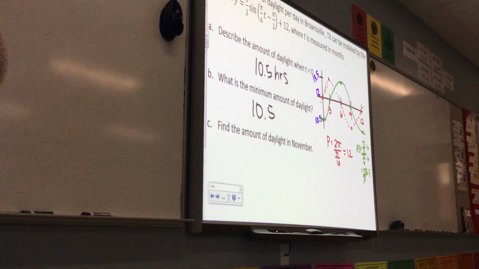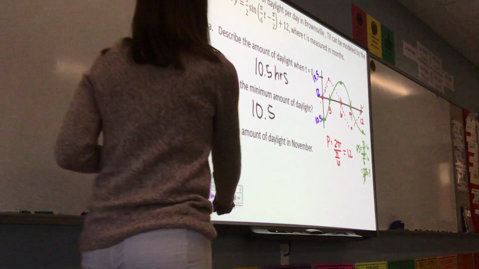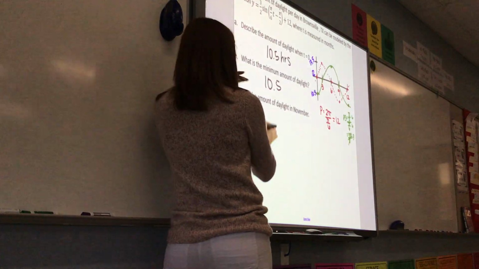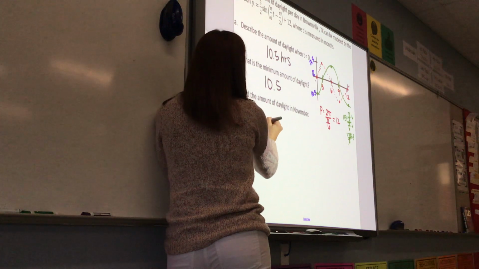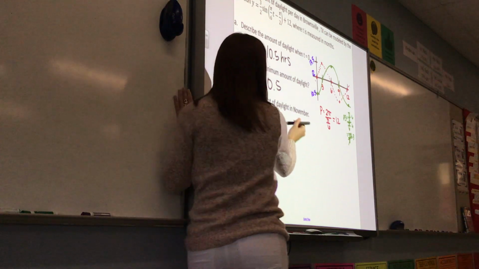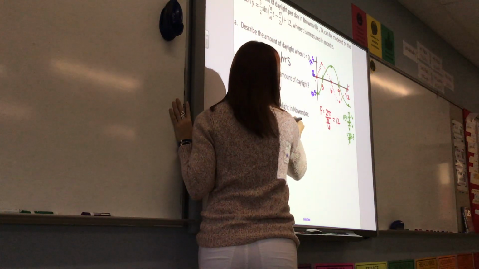Do I have a tick mark that represents November? 11, but it's not there. Yeah, there is an 11. We could put it there, but it doesn't give me a pretty value. We agree? It is not 10.5, 12, or 13.5. Agreed? So what we have to do in this case is actually plug it in. So we're going to take our equation, and we are going to plug in 11 for the t.